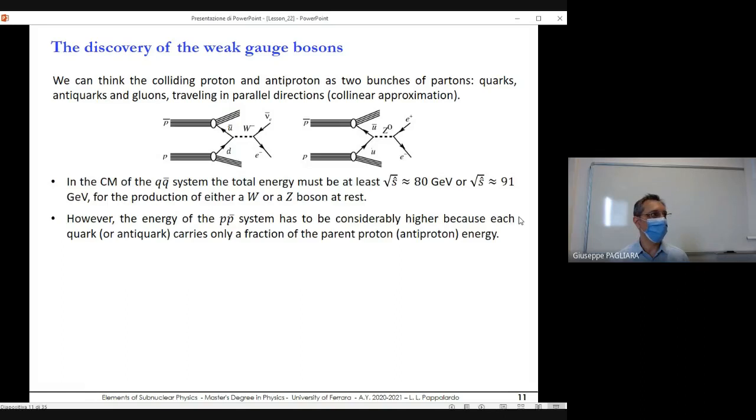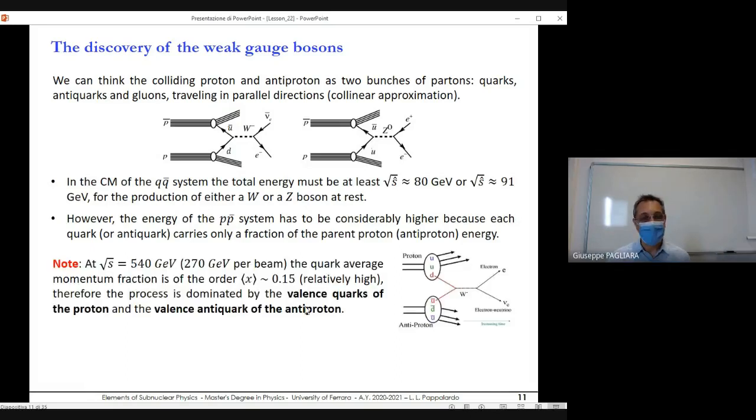You can fix only the beam energy, and so the center of mass energy proton-antiproton. But in order to have a sufficient probability to have the proper center of mass energy at the quark level, you have to increase as much as possible your beam energy. Okay. Now, the beam energy that they used was initially 540 GeV, the center of mass energy, which is clearly much higher than 80 or 91. Okay. So they had 270 GeV per beam.